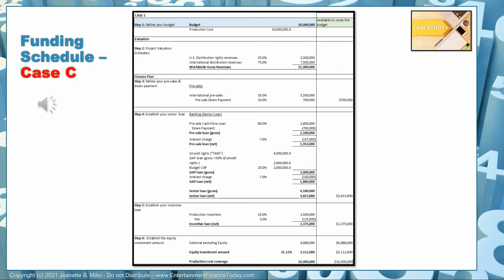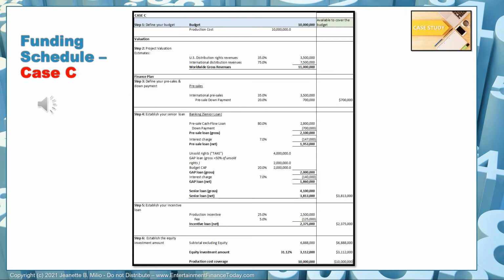20% of the budget is also $2 million, so the budget cap that the bank will likely require is therefore the same amount. The gross gap loan is $2 million. We're deducting 7% of interest fees of $140,000. So we're left with a net gap loan of $1,860,000. So that changes our senior loan to $3,813,000. Now the incentive is still the same, 25% of the budget, netting out to $2,375,000.